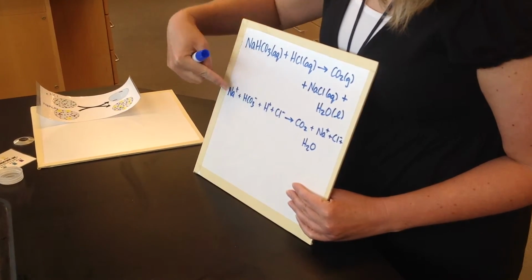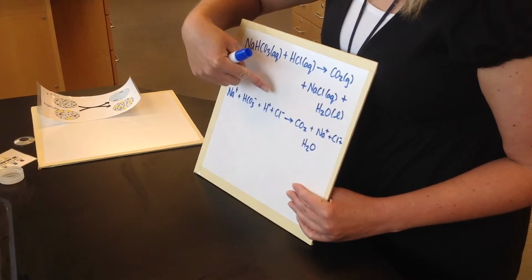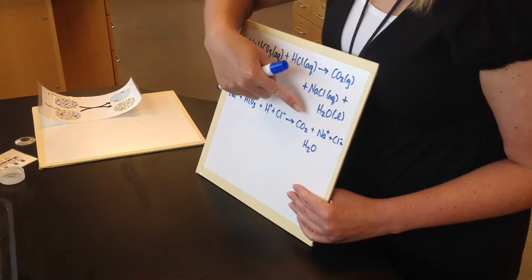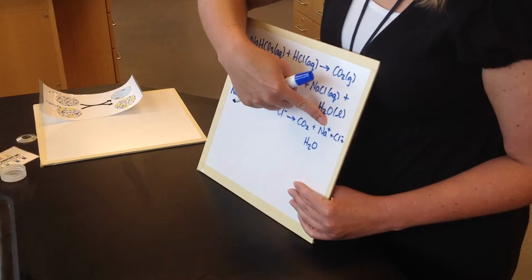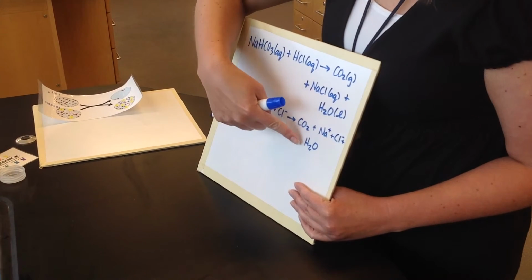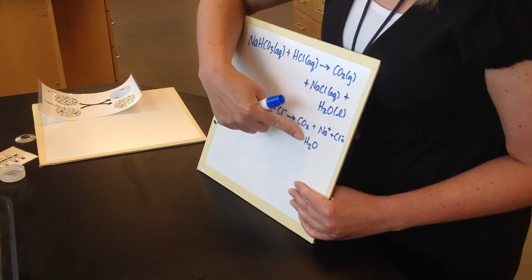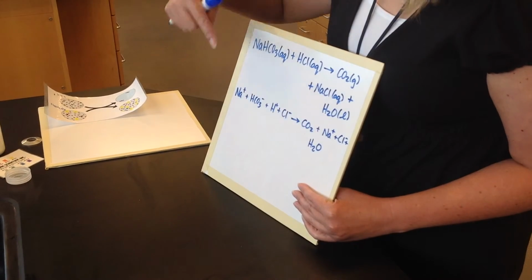And so solution, ionic, dissociates into ions. Solution, ionic, dissociates into the ions. Gas does not dissociate, it's a pure substance. Solution, ionic, dissociates, and then water, pure liquid, does not dissociate. Although water does dissociate a little bit, but that's not important for this reaction.